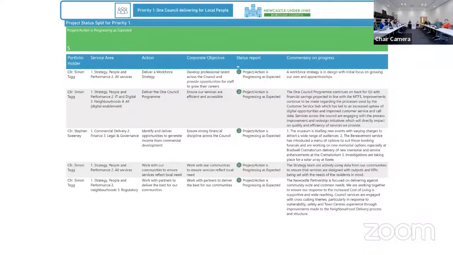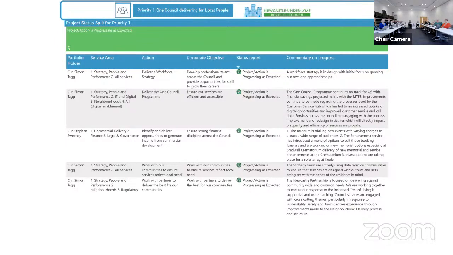And then the final thing I just want to touch on, obviously we've talked a lot about the indicators, but the other aspect is the projects and the actions. Again, we're using a RAG rating. It's perhaps not as bold as the others, but it's the little green arrows under the status report. So all these projects are on track. The action tells you what it is we're trying to do. So the first one is obviously delivering a workforce strategy.